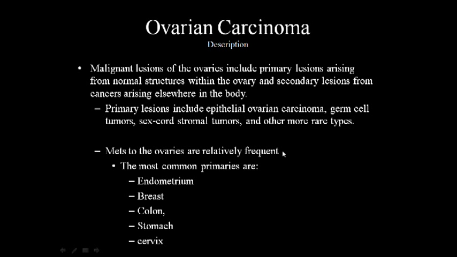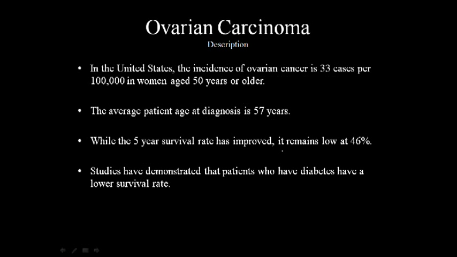So that brings us to ovarian carcinomas. They're malignant lesions of the ovary, which include primary lesions arising from normal structures within the ovary and secondary lesions from cancers arising elsewhere in the body. Primary lesions include epithelial ovarian carcinomas, germ cell tumors, sex cord stromal tumors, and other more rare types. Mets to the ovaries are relatively frequent, and the most common primaries are endometrium, breast, colon, stomach, and cervix. All of these cancers tend to metastasize to the ovaries.